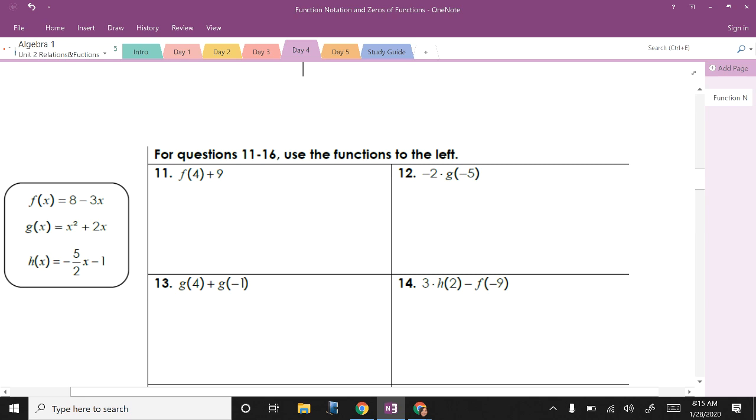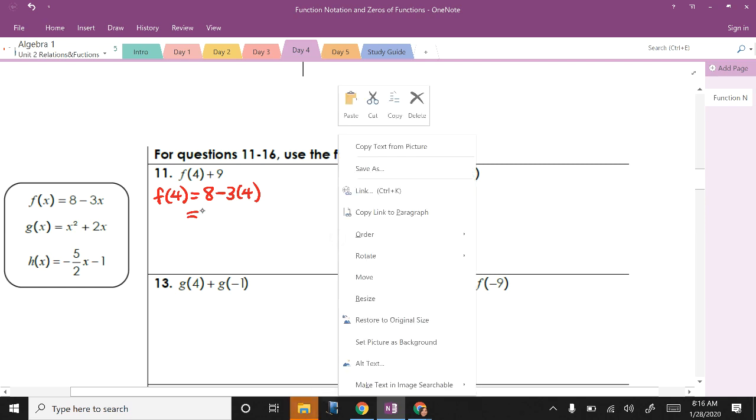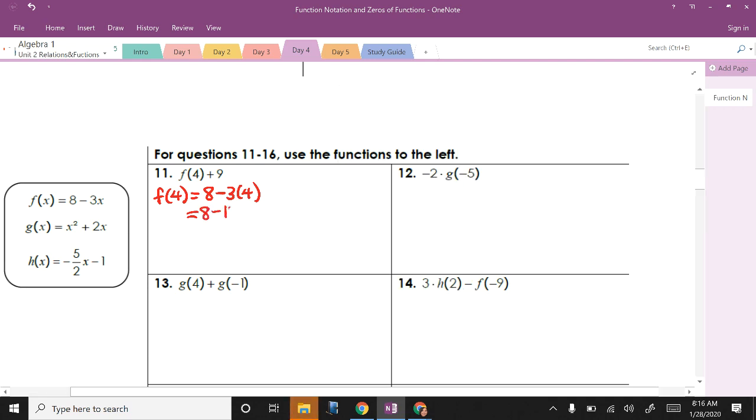So obviously, if we're finding f of 4, what function are we going to use? I'm going to use f. Does that make sense? Whatever letter it has outside the function, that's the function you're going to use. So that's the first thing I need to do, find f of 4. So that's going to be 8 minus 3 times 4, right? What's 3 times 4? 12. Oh, sorry. It's supposed to be 8 minus 12. And what's 8 minus 12? Negative 4. So f of 4 is negative 4, right?